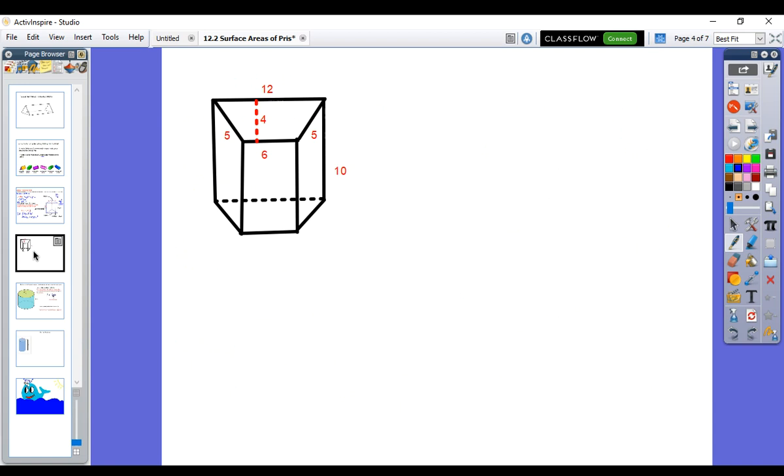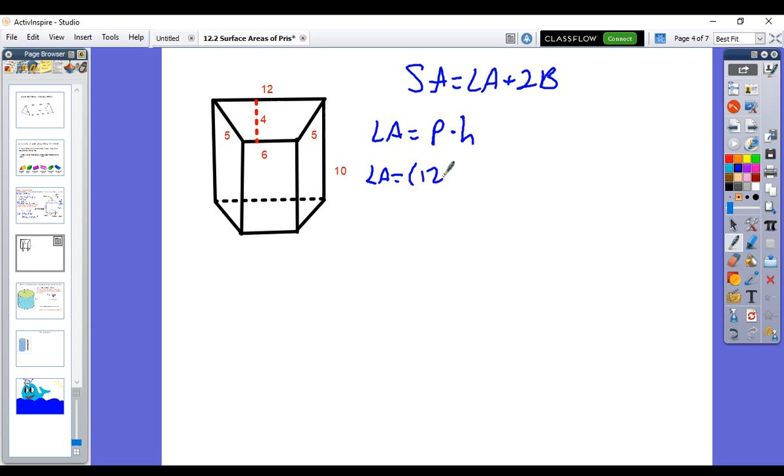All right, let's try another prism. This is a trapezoidal prism because the bases are trapezoids. We have two trapezoids. Trapezoids have four sides, a quadrilateral, so it has four lateral faces. Now remember, surface area equals lateral area plus 2 times the base area. So start with the lateral area. Lateral area again is perimeter times height. The perimeter here is 12 plus 5 plus 5 plus 6, times the height of the whole prism, which is 10.